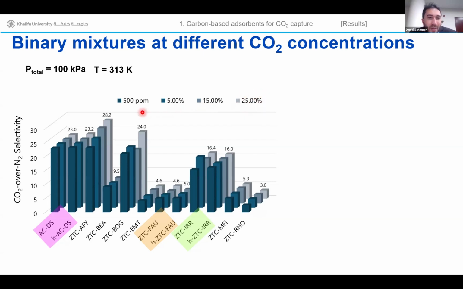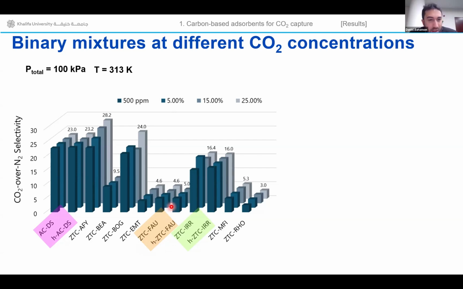As you might see, the selectivity is very consistent as a function of the concentration. So you might get very similar selectivities along the different concentrations. But importantly, there is no big modification in the selectivity when you add the hierarchical structures. So you can maintain the selectivity of your material when you add this mesopore.